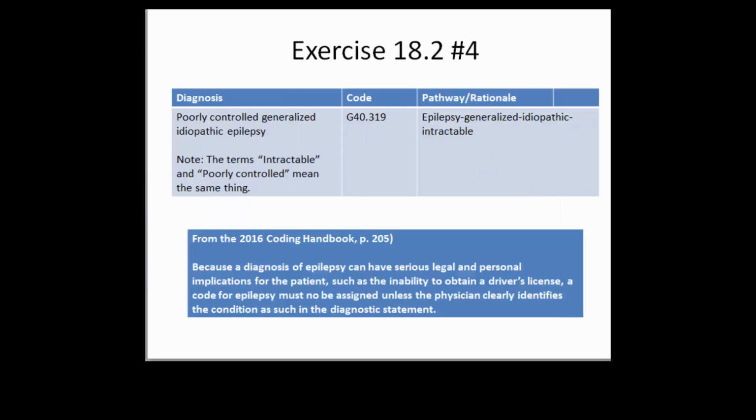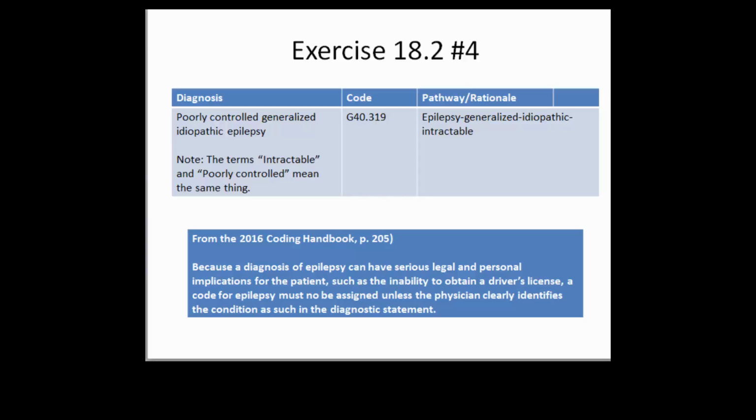I have this exercise for a couple of reasons. One is to notice that the terms intractable and poorly controlled mean the same thing. Intractable is a term that you often read in the medical record. It describes many things. You could have intractable headaches, intractable migraines. You could have other diseases that are intractable symptoms. So just remember these terms, intractable and poorly controlled, mean the same thing. And here's the pathway. Pretty simple.